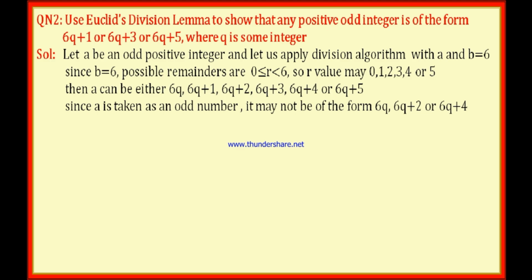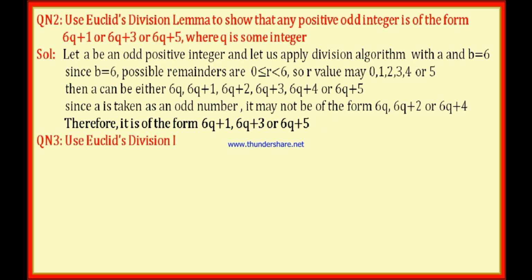Therefore, since a is an odd positive integer, it may not be of the form 6q or 6q plus 2 or 6q plus 4. If we remove these 6q, 6q plus 2 and 6q plus 4 from these different types of numbers, therefore it is of the form 6q plus 1, 6q plus 3 and 6q plus 5.